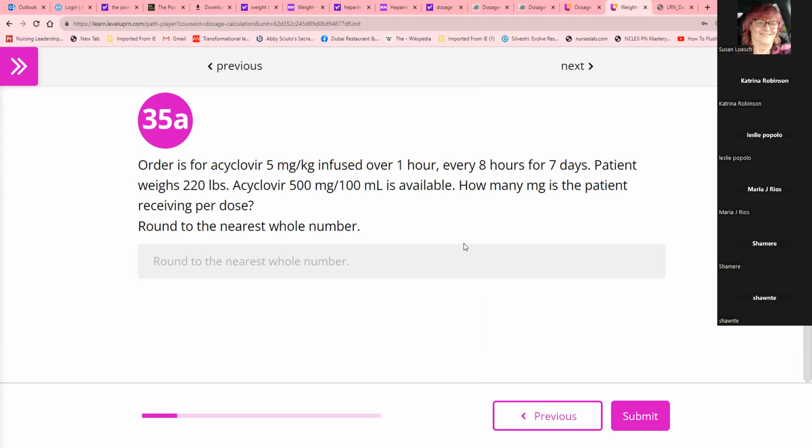Okay, so what's the question asking? How many mg is the patient receiving per dose? Okay, so the first thing is you have an order for 5 milligrams per kilogram. So you're going to take your weight, which is 220, divided by 2.2, and multiply that times 5 so you can figure out what your desired dose is.